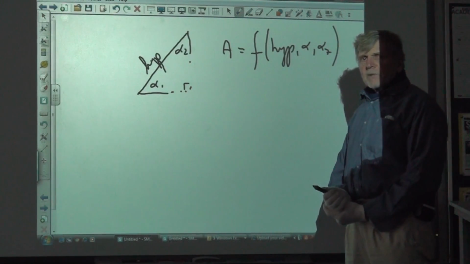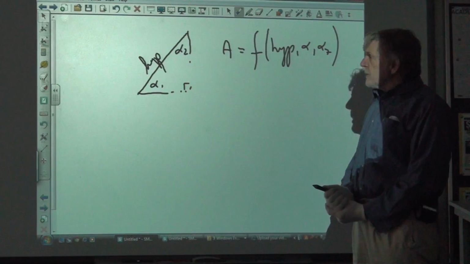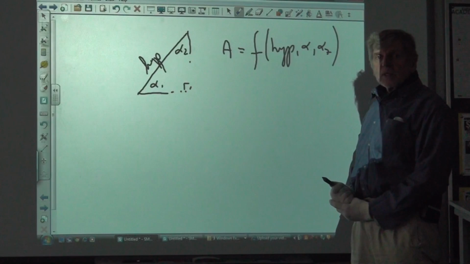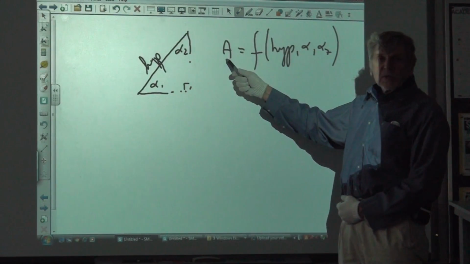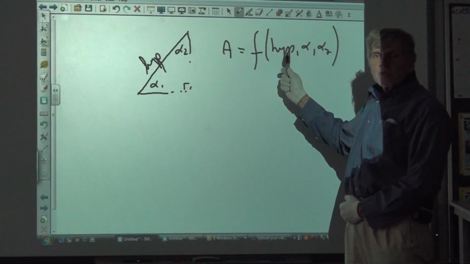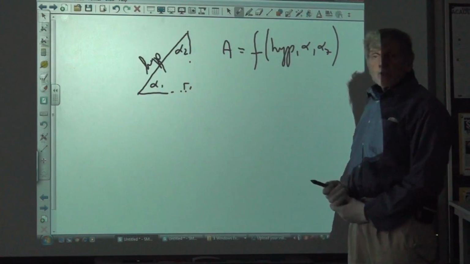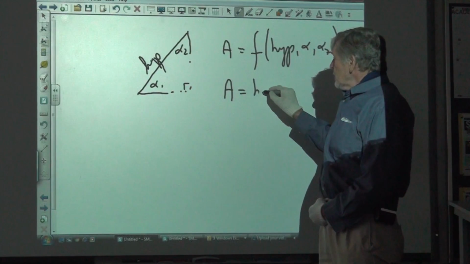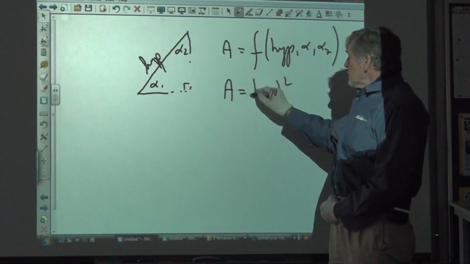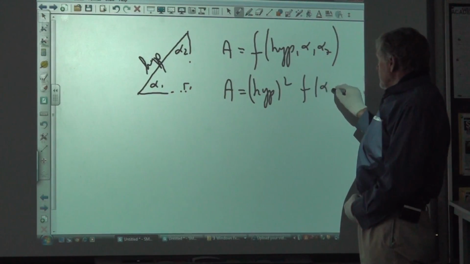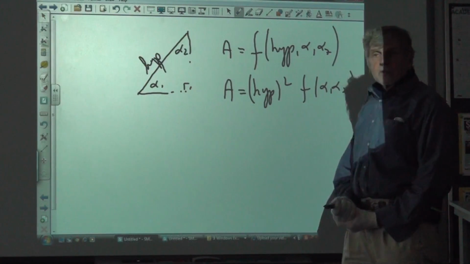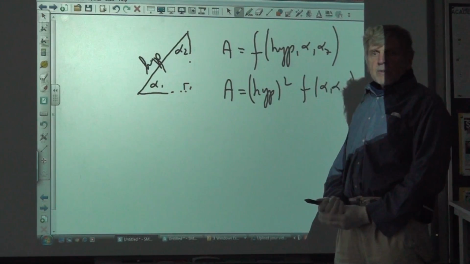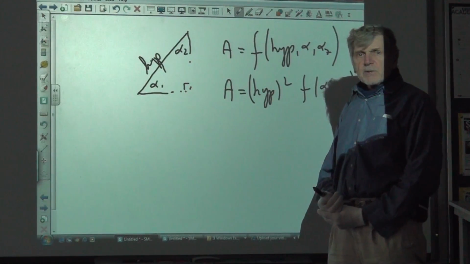The area, however, is a length squared. Of these parameters, the only one that has a length is the hypotenuse. Therefore, in order for the dimensions of the area to agree with the dimensions of the function, the hypotenuse must enter as a square. Therefore, the area is equal to the hypotenuse squared times some remaining function of the two angles. This would be true for any right triangle. Now we can use this to establish Pythagoras' theorem as follows.